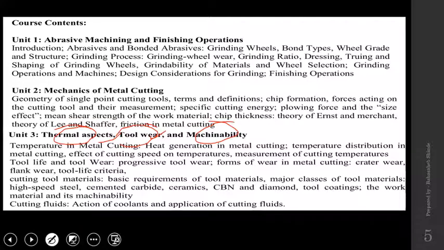So what are the types of tool wear? What are the causes of tool wear? That we'll be discussing in detail. And last one is machinability. Again, just like grindability, machinability in the sense how easily you can machine that material. That property decides the machinability of that material.